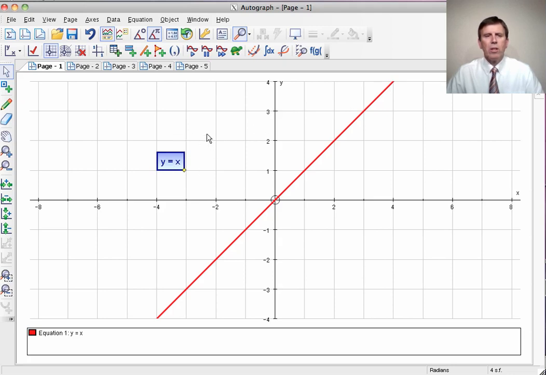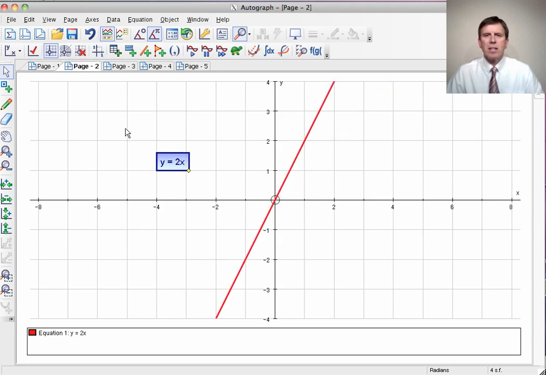If we move on to look at y equals 2x, we'll see that that's steeper. It basically means that y goes up 2 for every 1 increase in x. So when x goes from 0 to 1, y has gone from 0 to 2. When x has gone from 0 to 2, y has gone from 0 to 4.